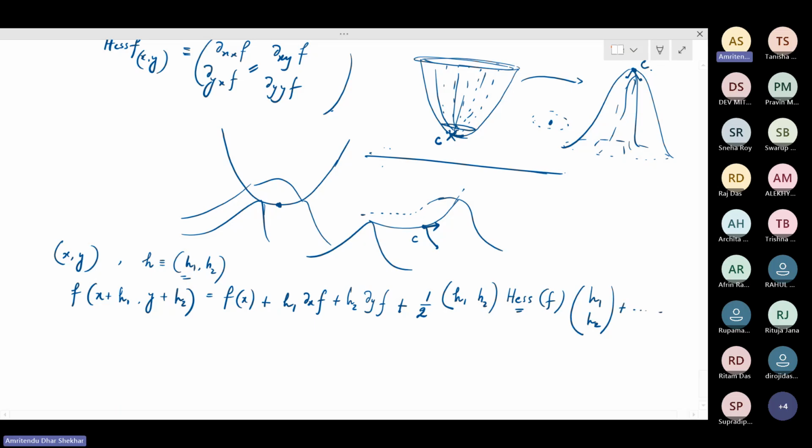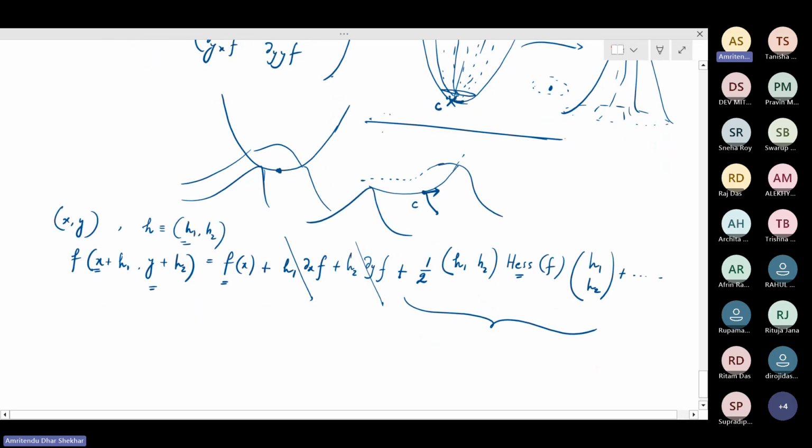And then there are third order terms. Now, of course, if (x, y) is a critical point, then these terms drop to zero, and you're looking at f of x plus this particular term. This particular term is what we call a symmetric bilinear form. The Hessian of f is a symmetric bilinear form, and you have this bilinear form evaluated at the vector h comma h.